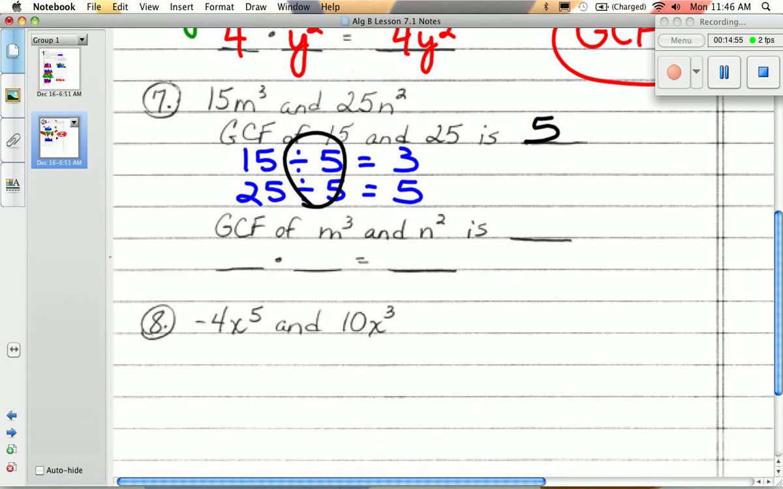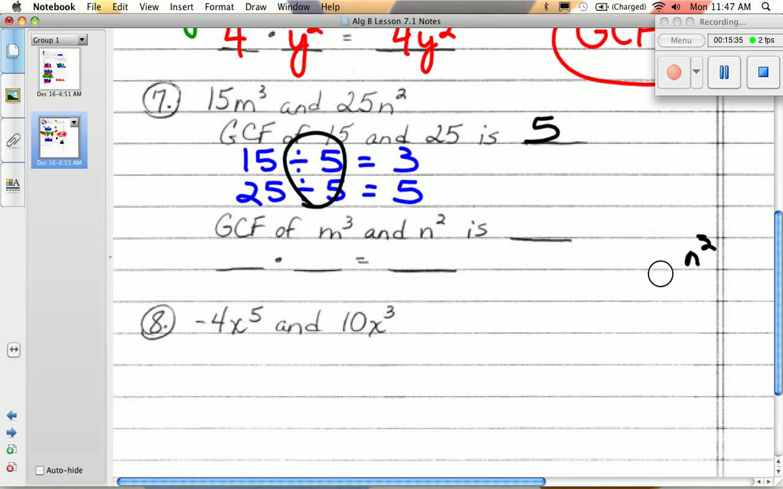Can m cubed be divided by m? Can n squared be divided by m? No. They're different variables, but they both have to be divisible by whatever you say. So I've heard that it could be m cubed n squared. Well, m cubed, is that divisible by m cubed n squared? No, because remember, we have to get it so that both are divisible.